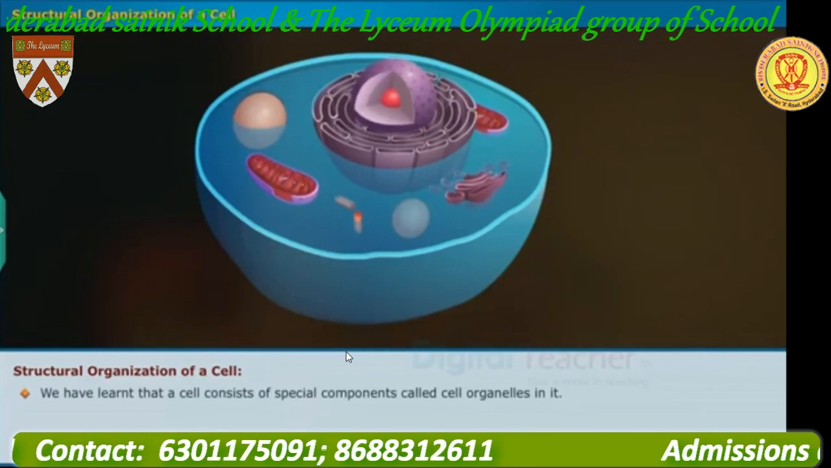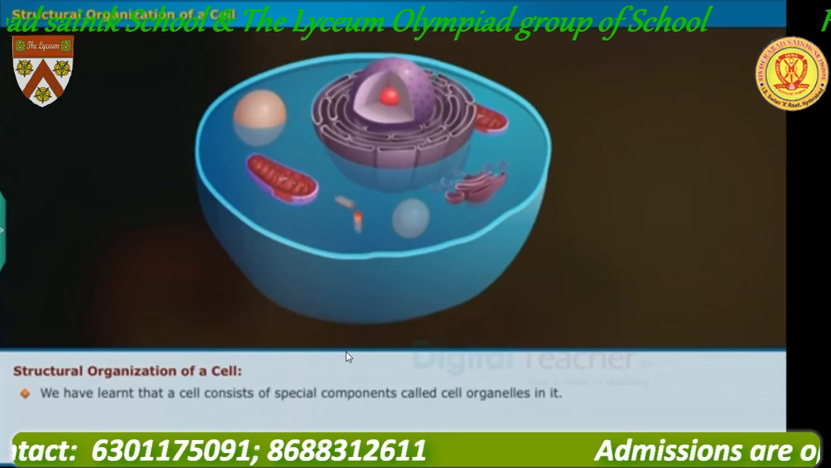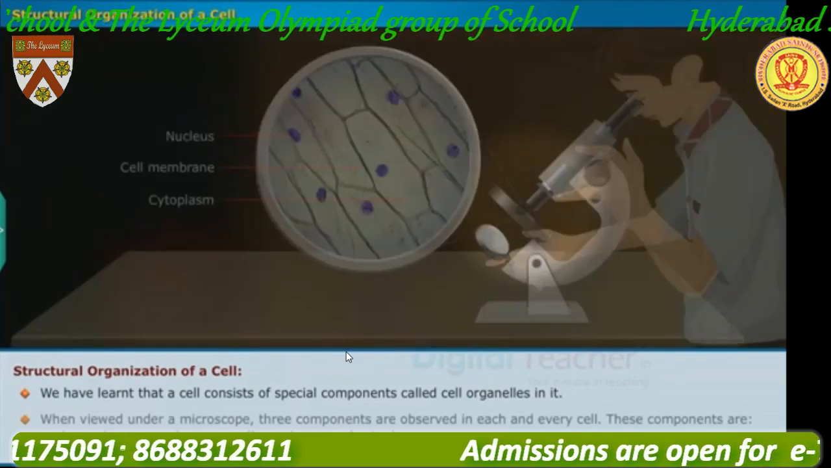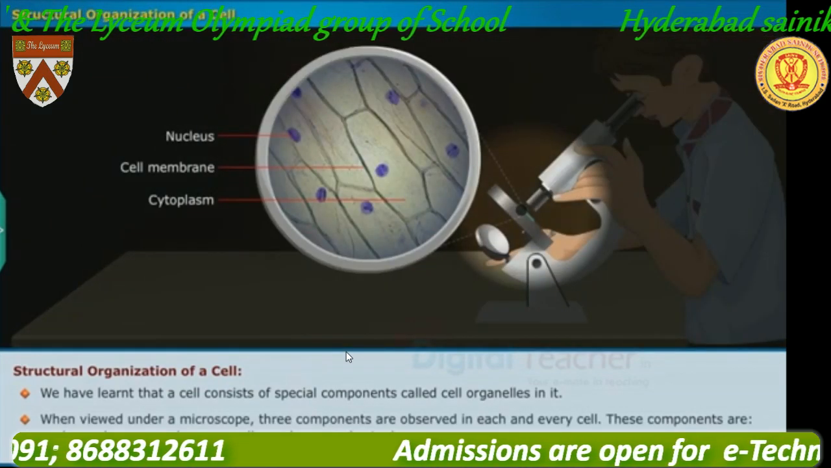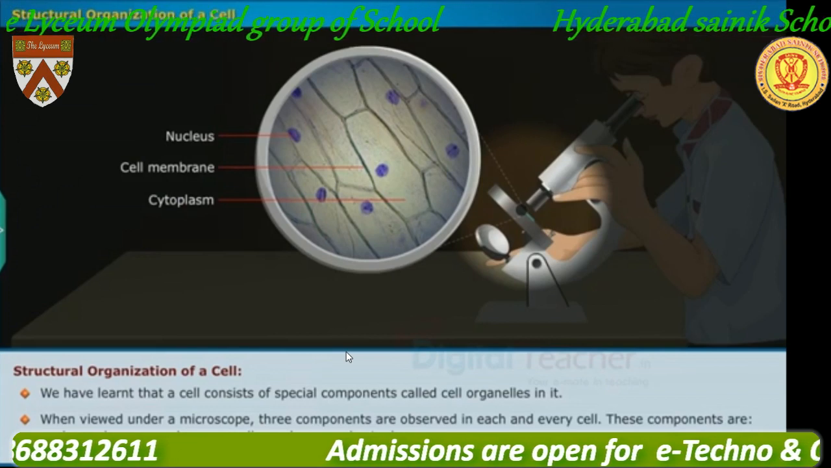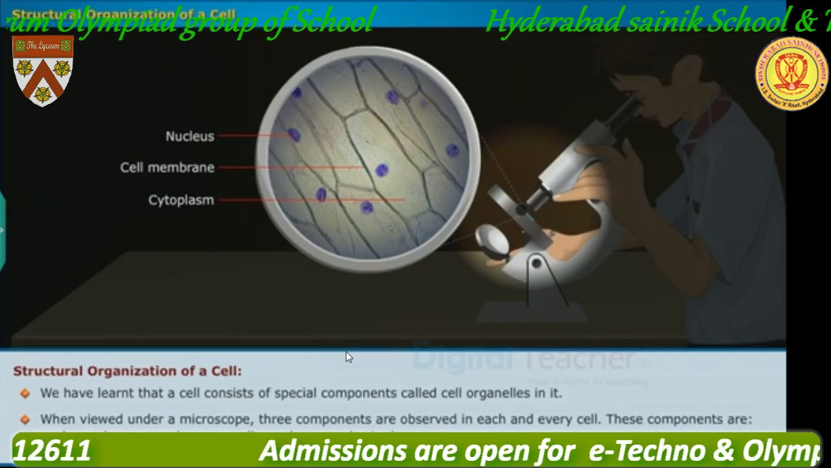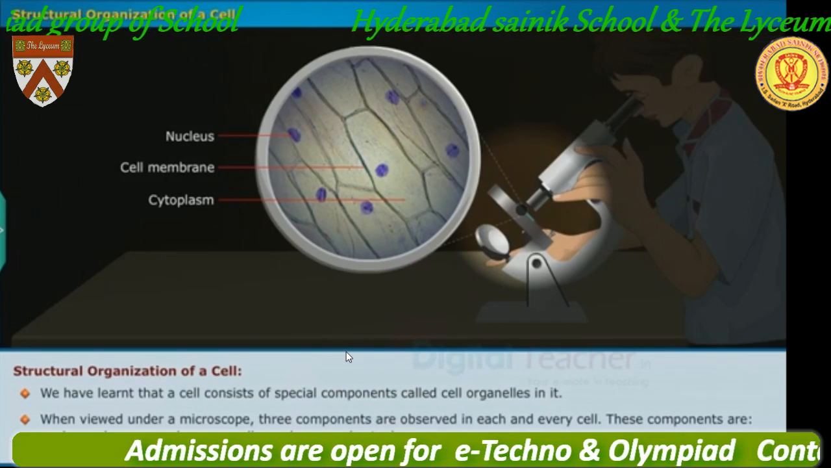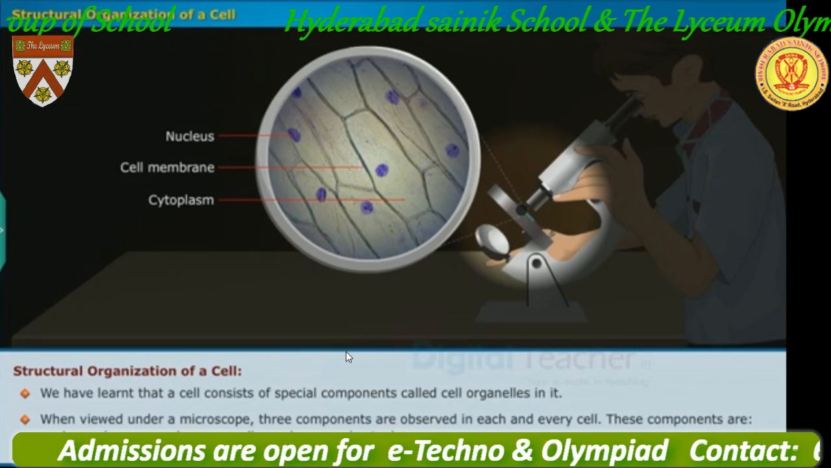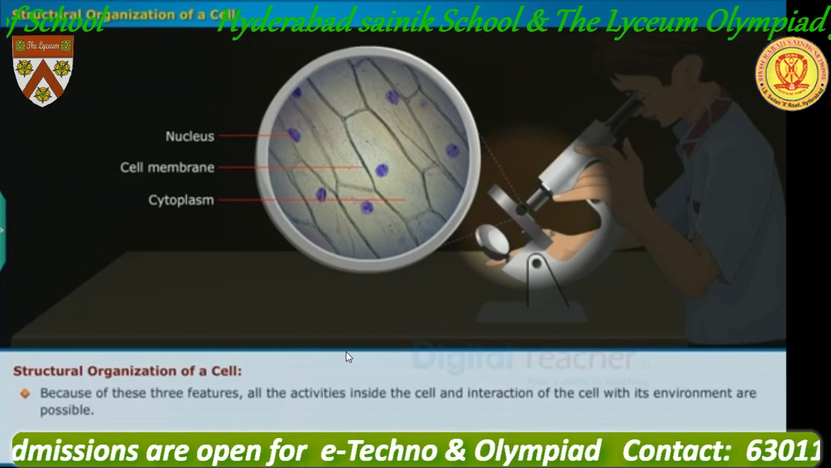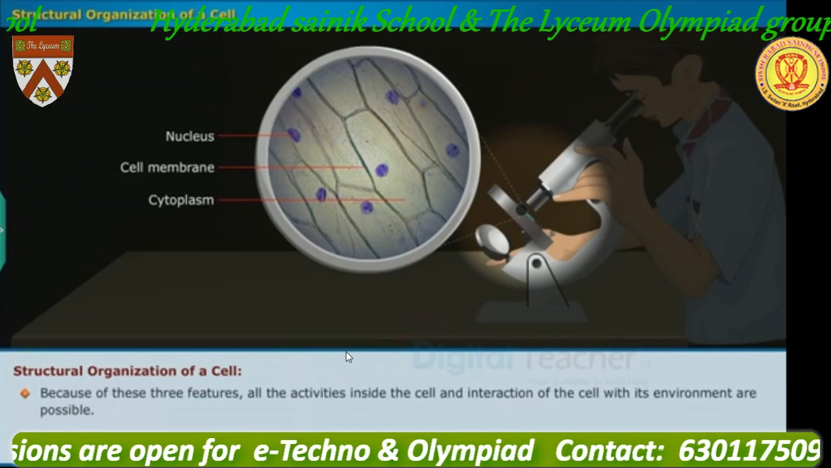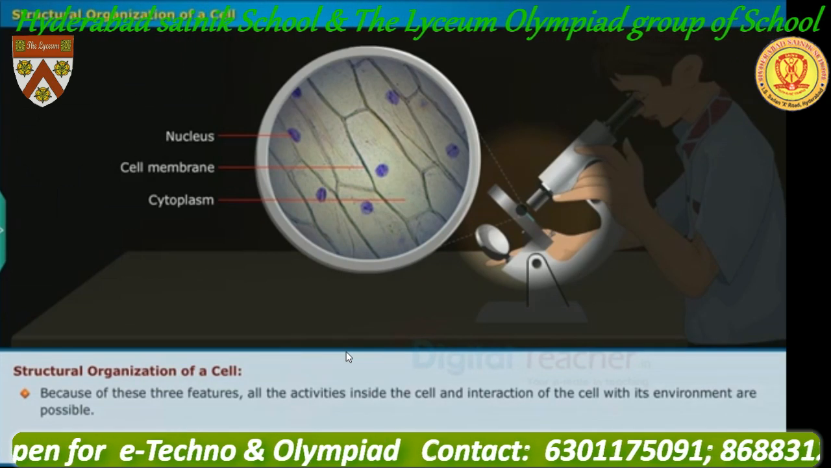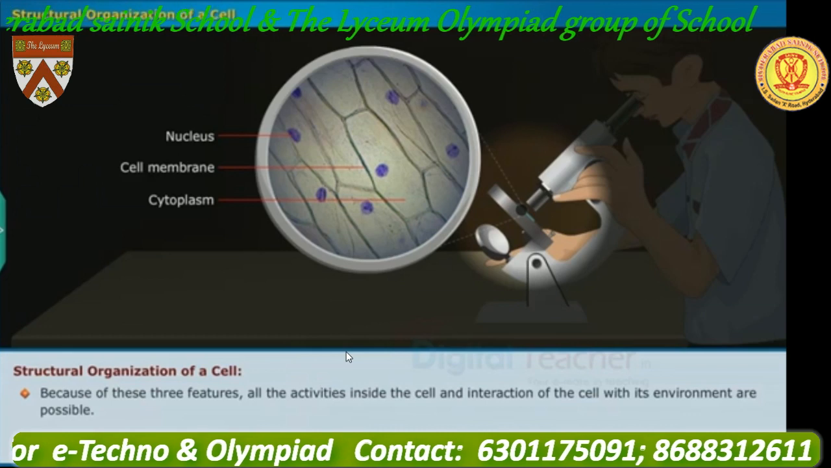We have learned that a cell consists of special components called cell organelles in it. When viewed under a microscope, three components are observed in each and every cell. These components are nucleus, plasma membrane or cell membrane, and cytoplasm. Because of these three features, all the activities inside the cell and interaction of the cell with its environment are possible.